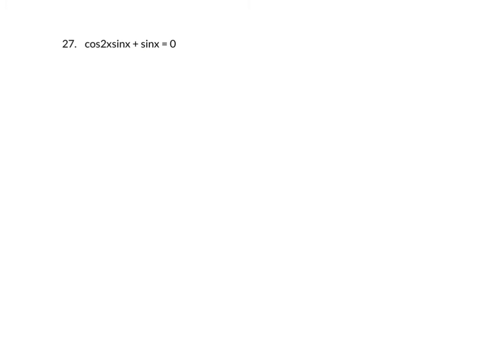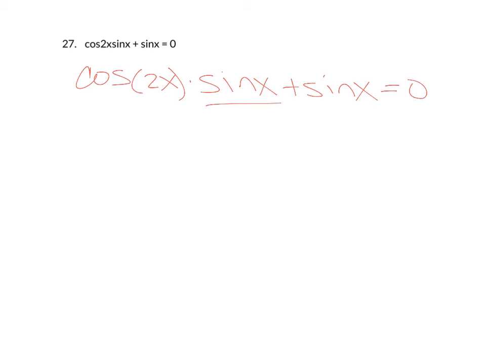Alright, so now we're getting into the more difficult ones. If you notice, we have cosine of 2x times sine x plus sine x equals 0. We have sine everywhere, so you can factor that out. Now, be careful. I saw someone just divide, but remember, you don't want to lose some solutions.